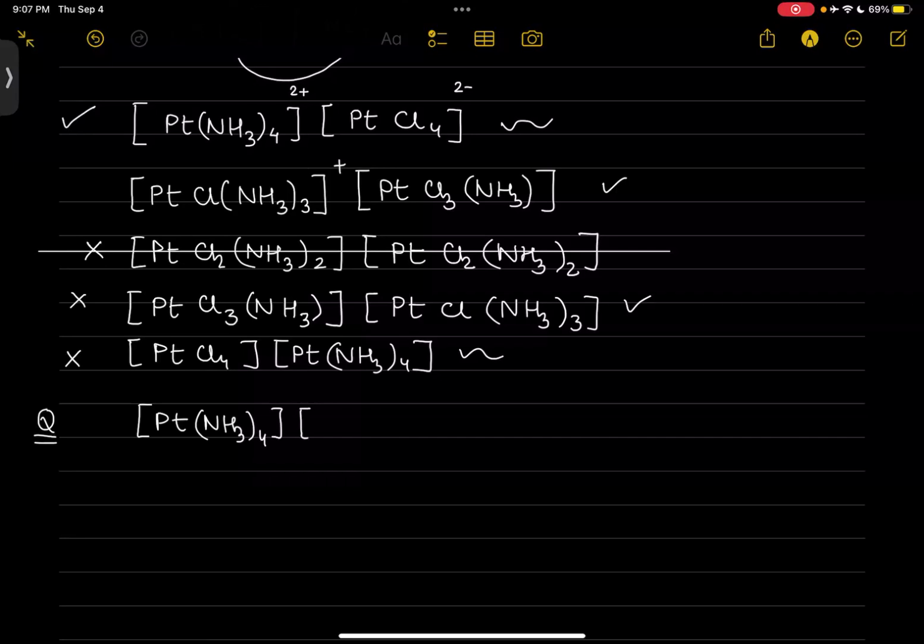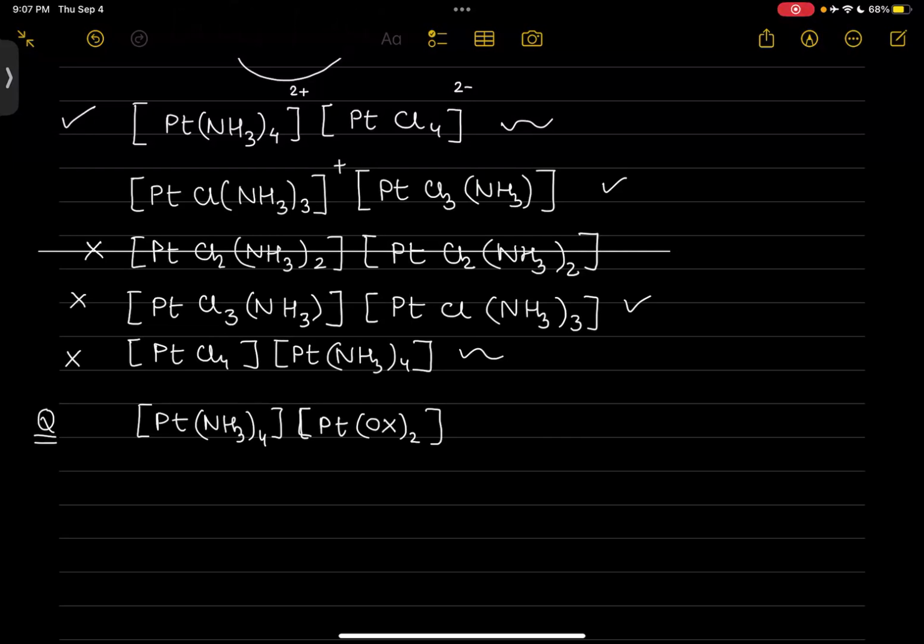PtNH3 4 and Pt oxalato twice. How many isomers can we have? Just remember one thing, that it should not become neutral. Another thing is, if you are exchanging oxalato, you need to exchange 2 NH3 with 1 oxalato. Got it? Because oxalato is a bidentate and NH3 is a monodentate.